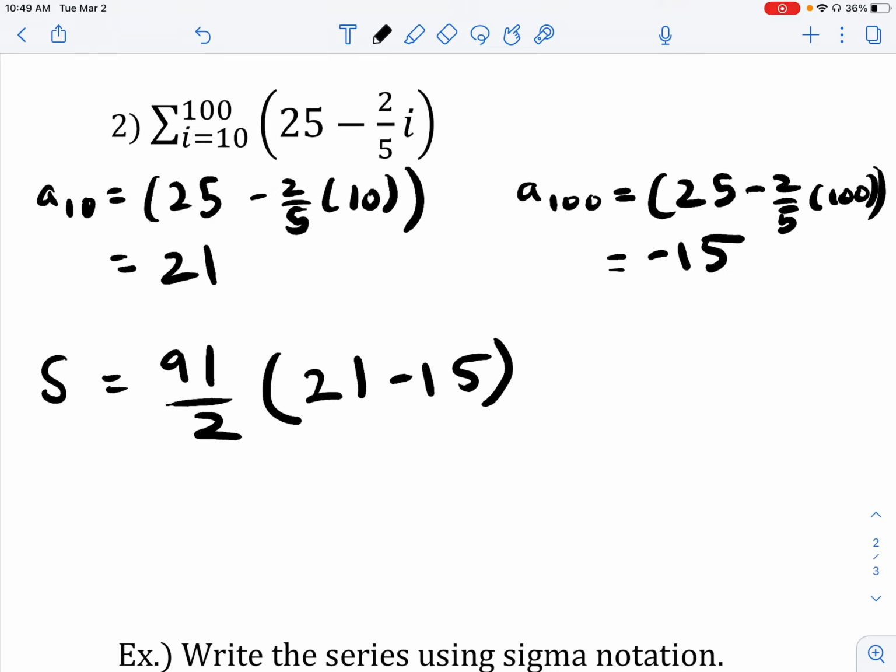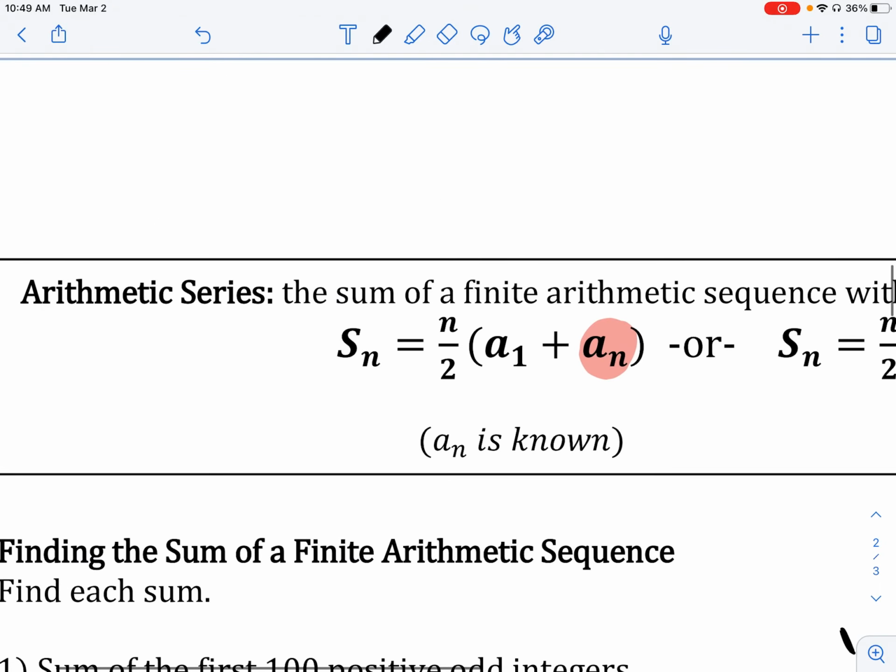Just to be clear here, even though I wrote a sub 1 in our notes, this is always just the first term we're adding. I should probably go back in the notes and clarify that. So let's go back here. A sub 1 is just making sure we understand it's the first term we're adding, not necessarily the first term of the series. Okay? And a sub n then would be the last term we add.